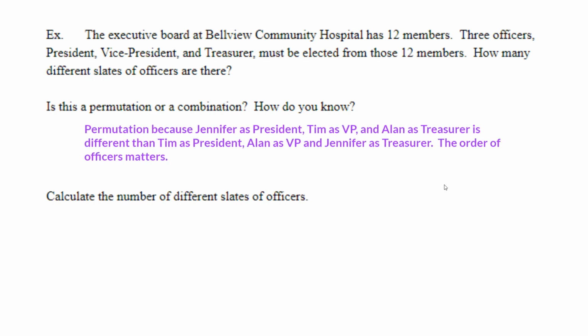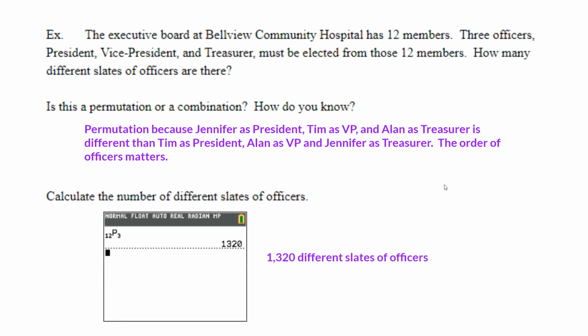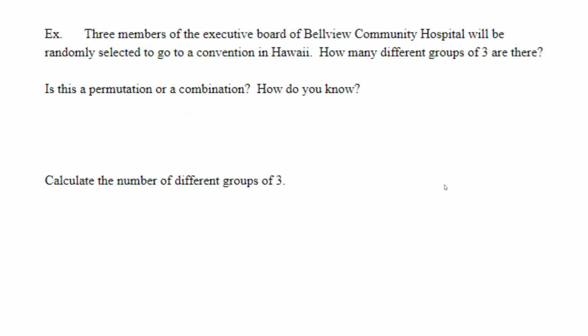So I wrote that it's a permutation because Jennifer as president, and I think I was making these names up, Tim as vice president, Ellen as treasurer is different than Tim as president, Ellen as VP, and Jennifer as treasurer. The order of officers matters. So what you would do is on your calculator, 12 members taken 3 at a time, there are 1,320 different slates of officers.